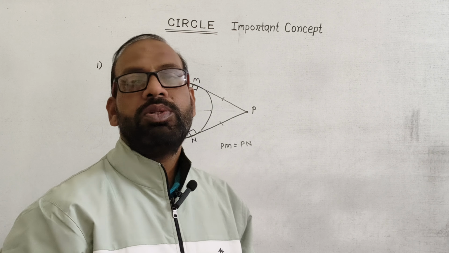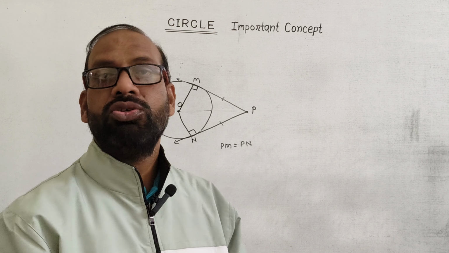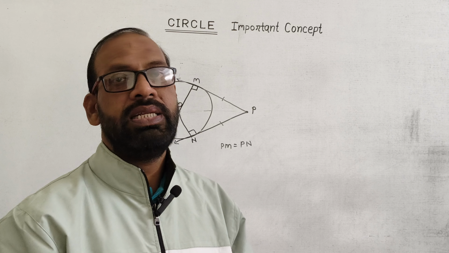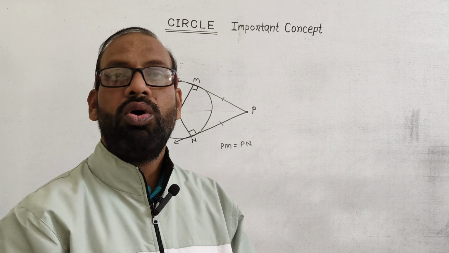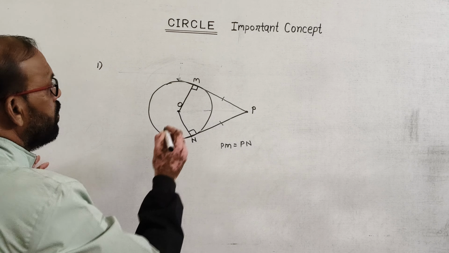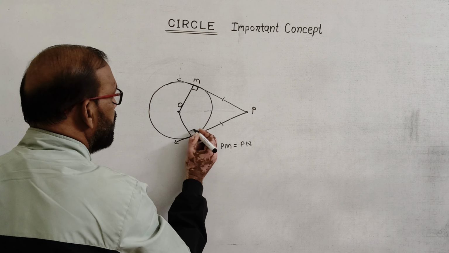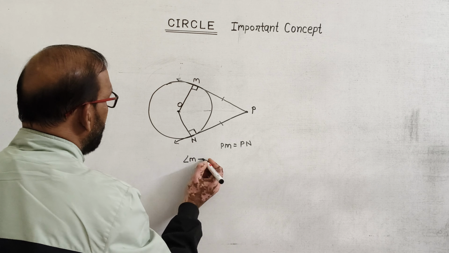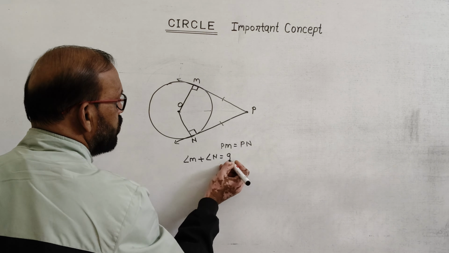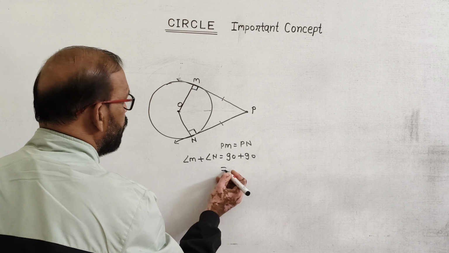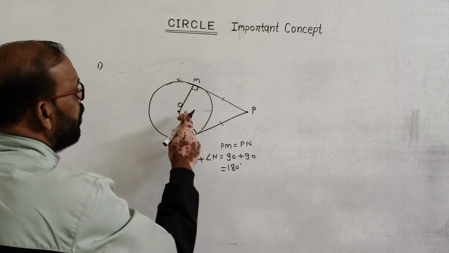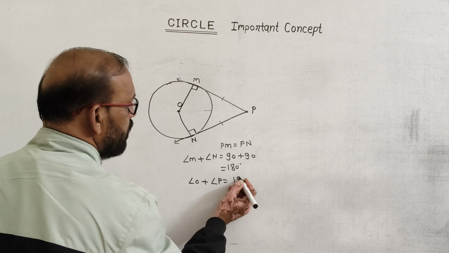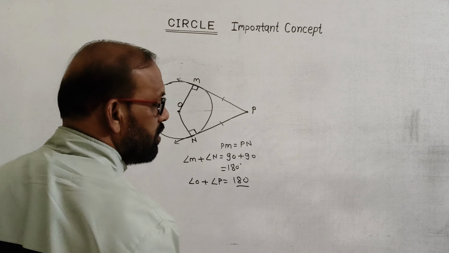We know the angle sum property of the quadrilateral. The sum of all four angles in any type of quadrilateral is always 360 degrees. Now we know the measure of these two angles is 90 each. So angle M plus angle N is equal to 90 plus 90, which is 180 degrees. Now what is the sum of the remaining two? Therefore angle O plus angle P is always 180 degrees, because 180 plus 180 is 360.